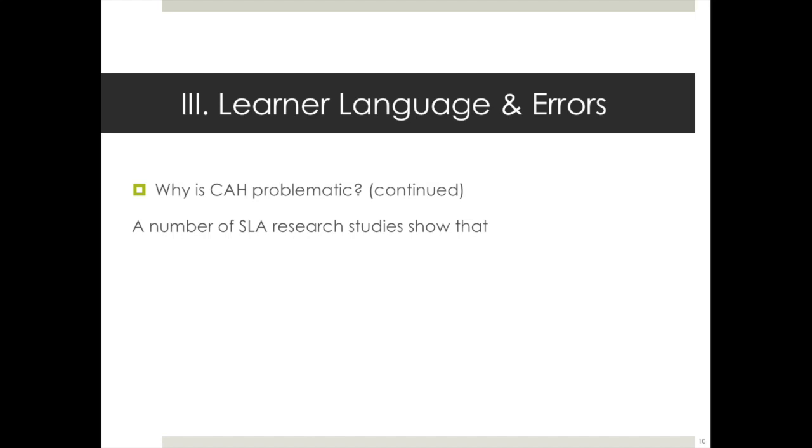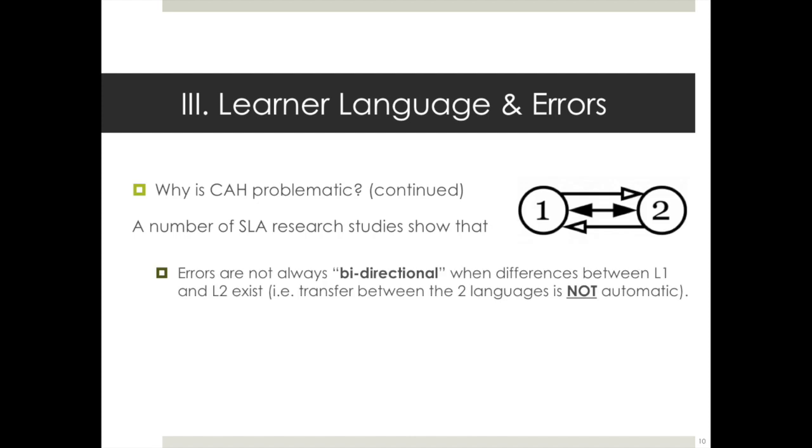And why is the contrastive analysis hypothesis problematic? If we continue looking at the research and the findings, we can determine that errors are not always bidirectional. And when differences between the first and the second language exist, transfer between the two languages is not automatic. So it's not something that is always going in both ways.